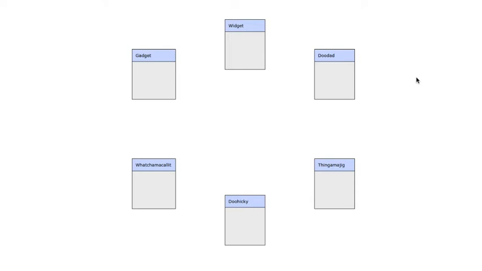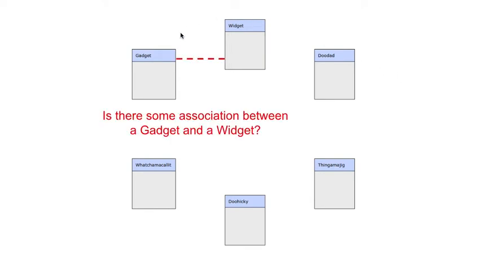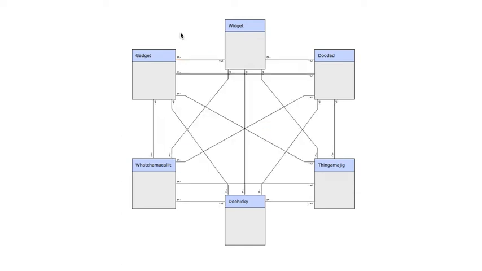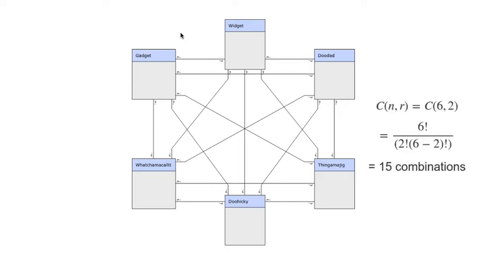We could ask very specific questions like, is there some association between a gadget and a widget? This is standard language we use to seek a relationship. But is this an effective question to ask in this context? If you consider all these entities, there are so many similar questions we could ask here. These might all be good questions individually, but it would be exhausting and ineffective to ask them all. If you do the combination math, for 6 entities, you could choose 15 different pairs of entities to talk about. And for each pair of entities, we could actually find more than one relationship. Clearly, we need a smarter way to find relationships.